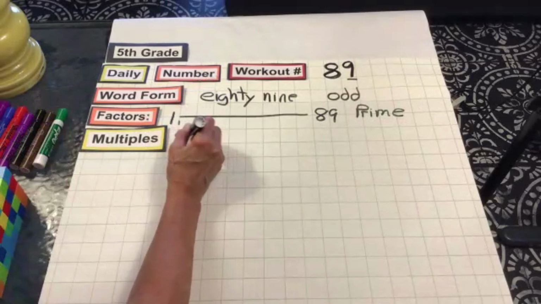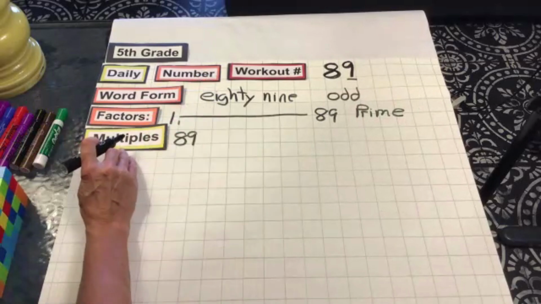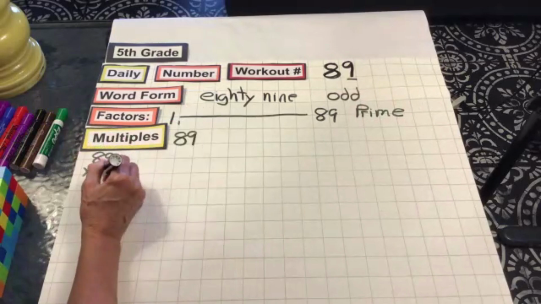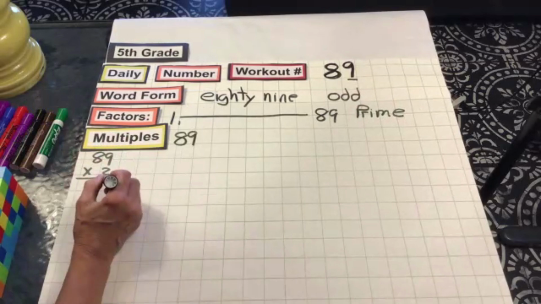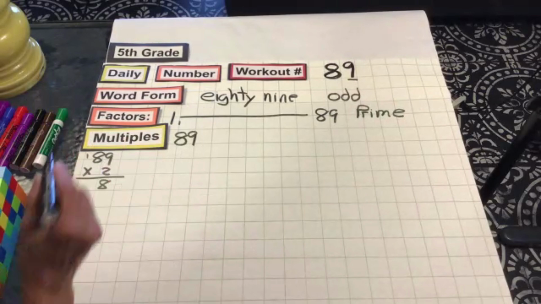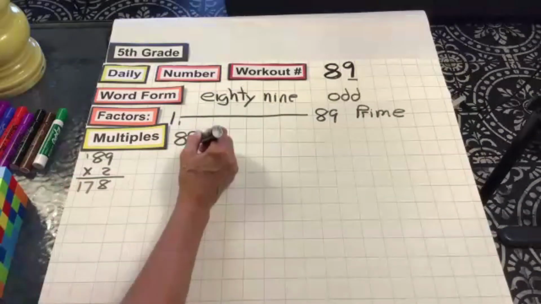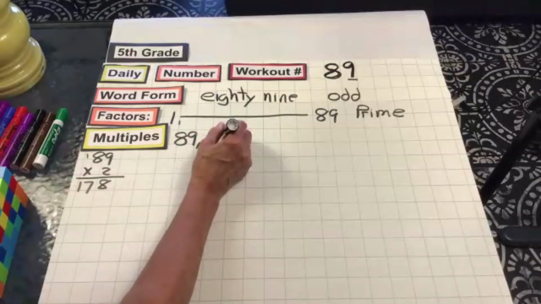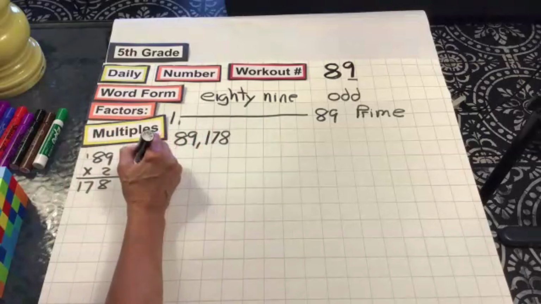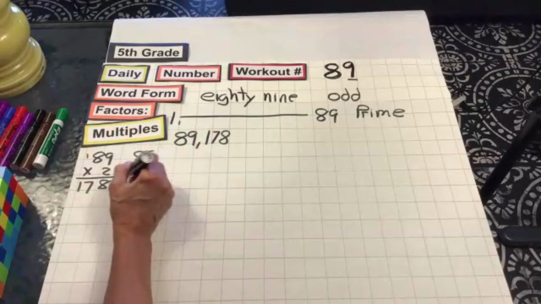So 1 times 89 is, of course, 89. So let's get started with our multiplying. 89 times 2. 2 times 9 is 18. Drop the 8, carry the 1. 2 times 8 is 16, plus 1 is 17. So we have 178.